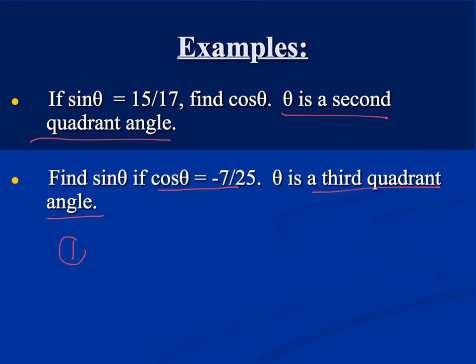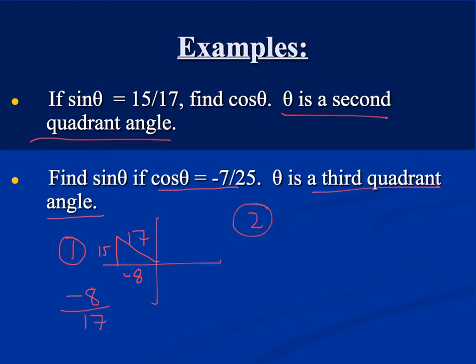So the solution for the first one, if you do this correctly and you make a second quadrant triangle, it gives me sine, so I know that this is 15, this is 17. When you work through your special right triangles, you get that this side is 8. Again, since I'm going to the left, it's negative 8. Therefore, the cosine is negative 8/17.